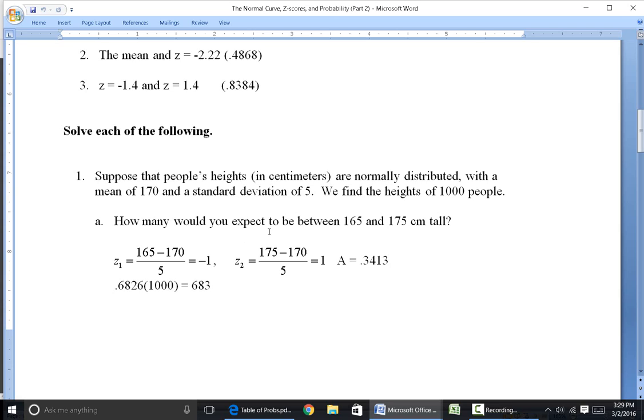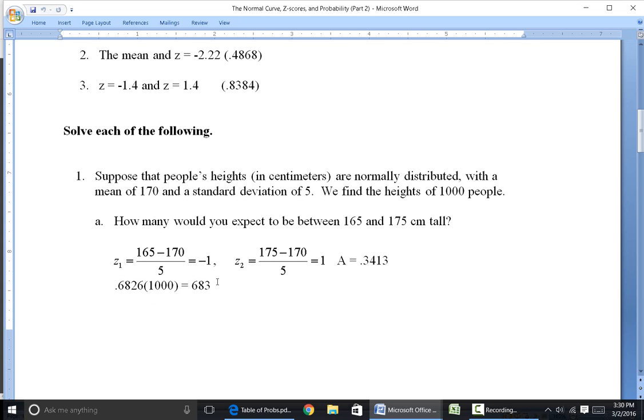Now they want to know how many we would expect to be in that interval. So in this case, we take the 68.26%, convert it to a decimal, which is of course the probability, multiplied by 1,000, and we get 682.6, and I just rounded that off. So this is approximately equal to 683, rounded off.